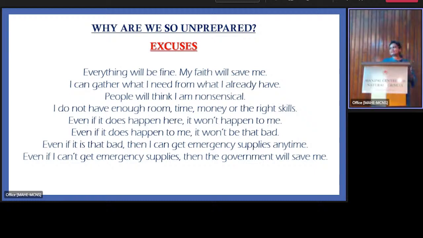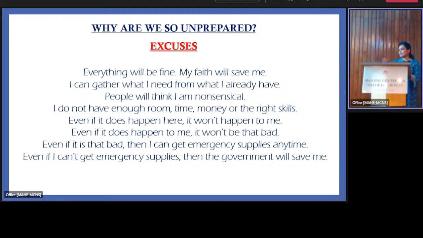Even if it does happen here, it won't happen to me. Even if it does happen to me, it won't be that bad. Even if it is bad, I can get emergency supplies anytime. Lastly, even if I can't get emergency supplies, then the government will save me. The government will save you, but it takes time. Till then, you need to prepare yourself first for at least 3 days. You need to prepare a 72-hour kit before the disaster happens.